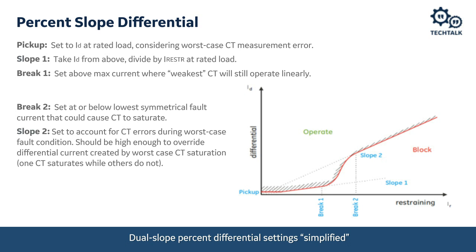The last setting we have here to complete the characteristic is slope 2. This region should be set high enough to override a worst case differential current, which would be when one CT saturates due to an external fault while the other CTs do not saturate. Typically, the slope is somewhere between 80 to 98%. Our default value, and what I see most often, is a slope setting of 95%.